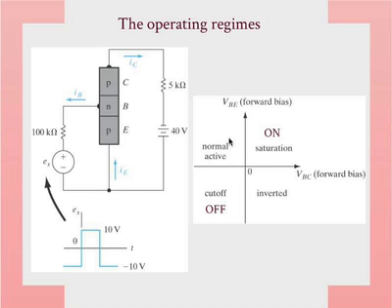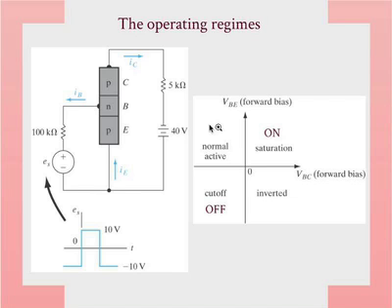This is where you get hole injection. Base to emitter hole injection happens. Base to collector junction is reverse biased. That's amplification. This is the normal stuff that we've been talking about so far.